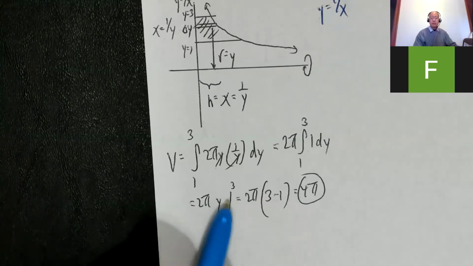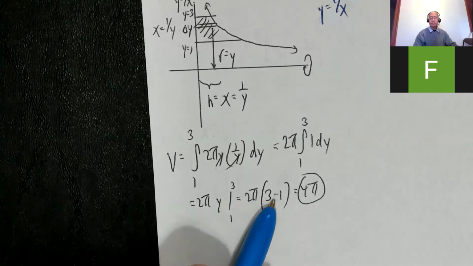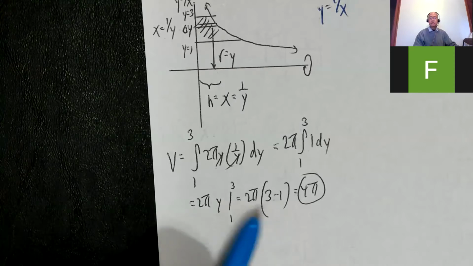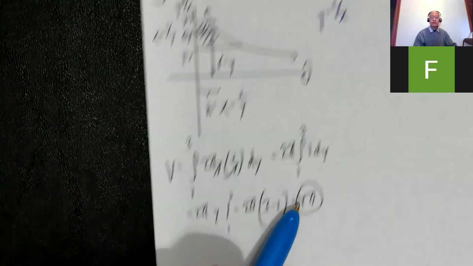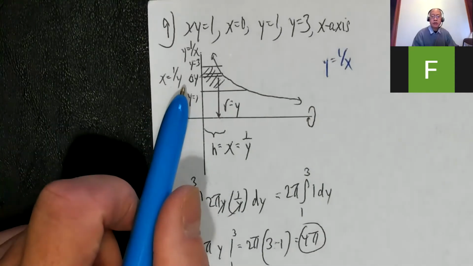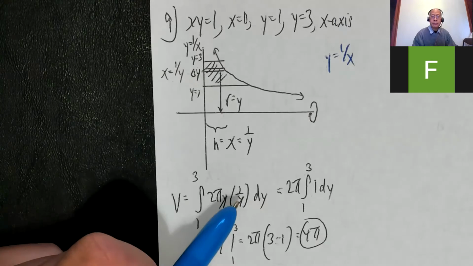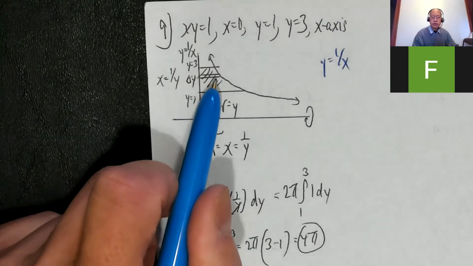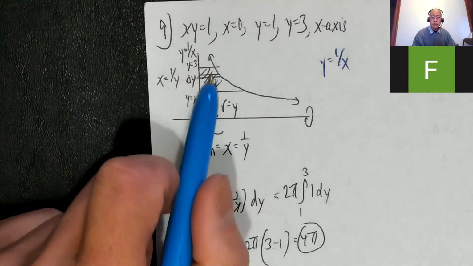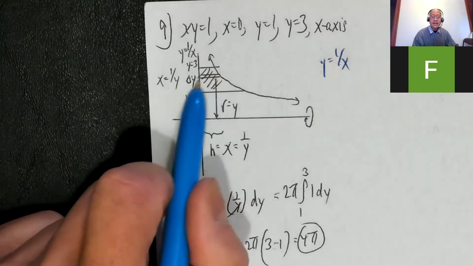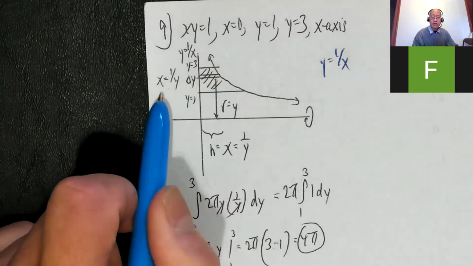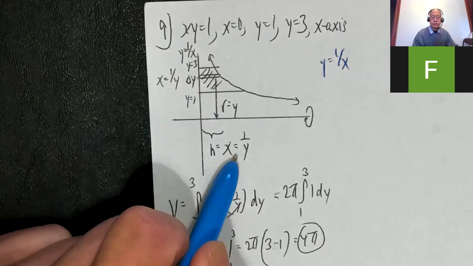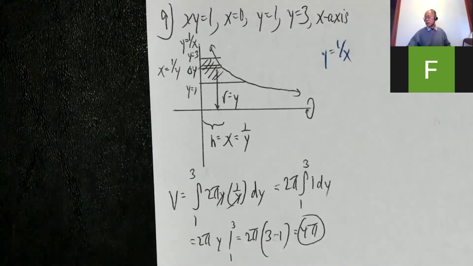Leave the 2 pi out. Plug in 3, you get 3. Plug in 1, you get 1. 3 minus 1 is 2. So 2 pi times 2 is 4 pi. So my answer for this one is 4 pi. Okay, so circumference times height times thickness. Circumference 2 pi r, r is y. Height is x in this case, but what is x equal to? 1 over y, times the thickness, delta y.